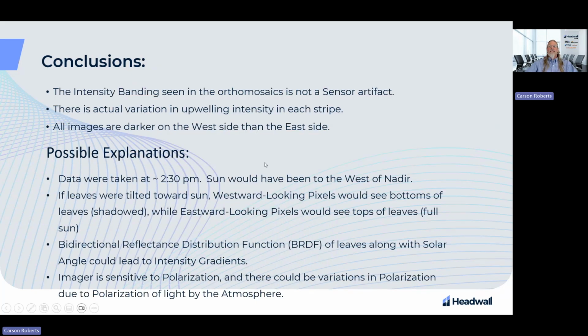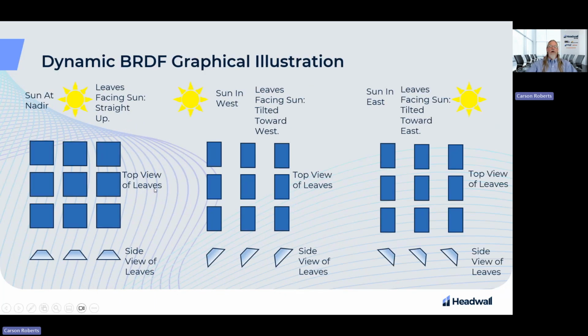And so it's possible that it had to do with the sun angle. That's what I believe. It's also possible that it's due to polarization, but I have a good enough explanation that it's due to the sun angle, so I suspect that's probably not. But the bottom line is there's always, in this north-south flight, it's always darker on the west side than the east side. So what's going on? On the left here, I have the sun at nadir, and I'm approximating the leaves by a bunch of squares. The leaves are all facing straight up, so they look square.